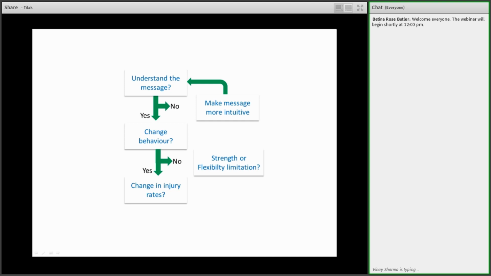The second question you can ask is, if they did understand a message, did it result in a change in behavior? And if not, why is that? Some people maybe will never be able to change their behavior the way you want them to because they have limited strength or limited flexibility for various reasons, and so we have to deal with that challenge. Does the person understand what they need to be able to do? Do we actually see them changing the way they're doing their jobs? And then do we actually see a change in injury rate?